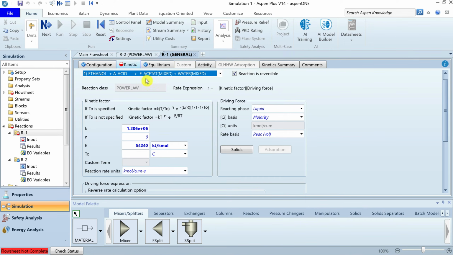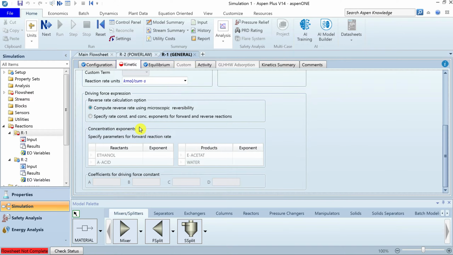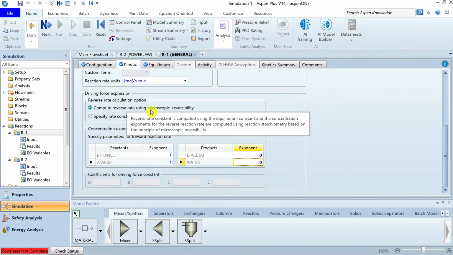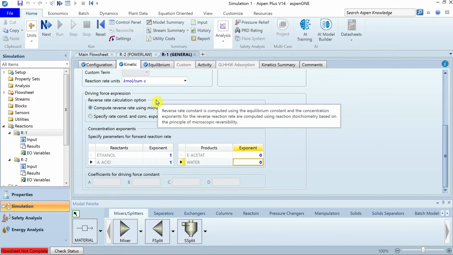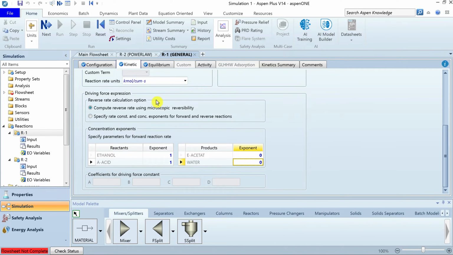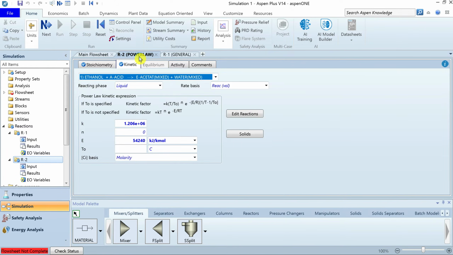Now in the kinetic tab, the only missing information is order of the reaction, that is defined as the concentration exponents of the forward reaction rate. The concentration exponent of the forward reaction rate is 1, 1 and 0, 0 for the products. So the definition of the power law rate expression is complete and you are ready to draw the flow sheet and simulate the reactor problem. This is how you can define the power law expressions using a template of power law set or a template general set. Let's save this file for simulation in the later half of this tutorial video.